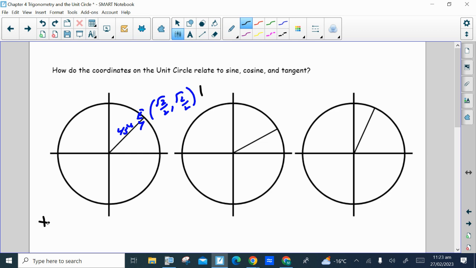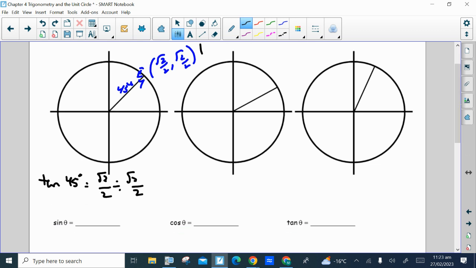So again, the tangent of 45 degrees would be root 2 over 2, which is the sine, divided by root 2 over 2, which is the cosine. They're the same value. When you divide something by itself, you always get 1. If you just want the sine, well, that is the y value. It's root 2 over 2.